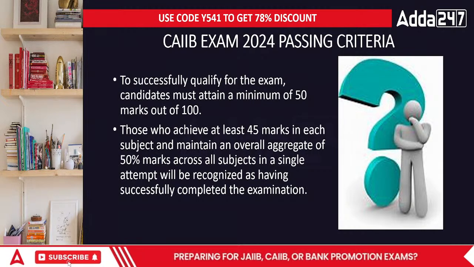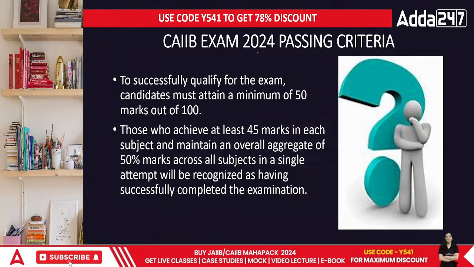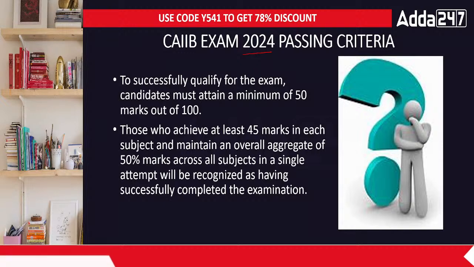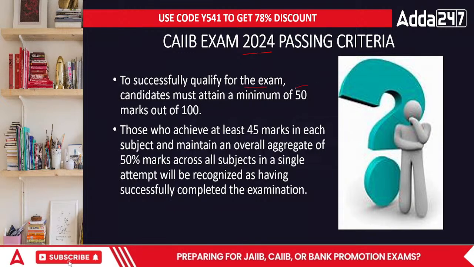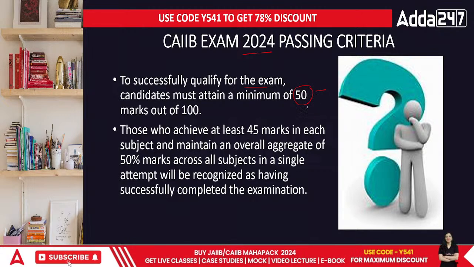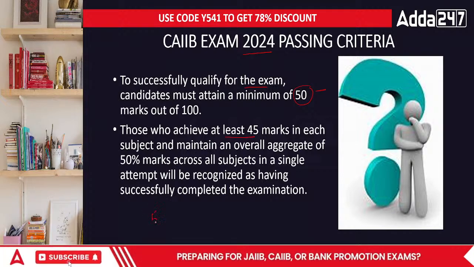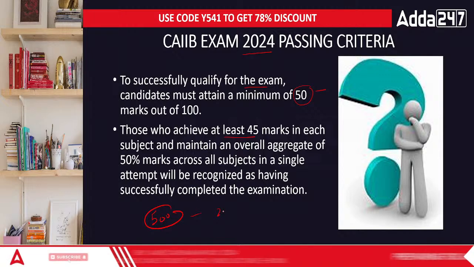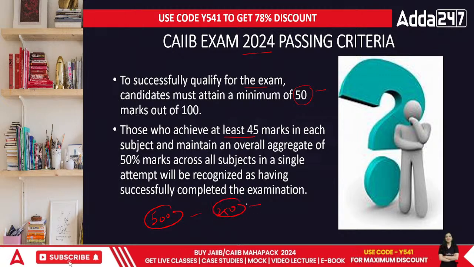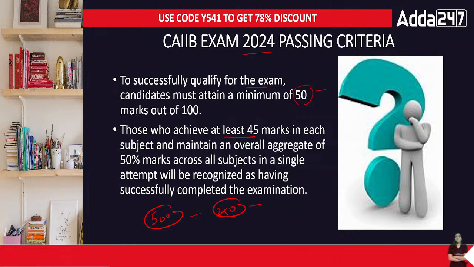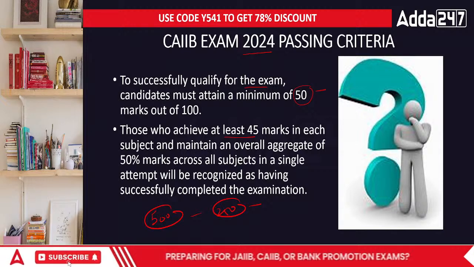Overall, buy the Macmillan book. The exam passing criteria for 2024 is basically what we expect in 2025 as well. If you're giving an individual paper, then you need to have 50 marks. If you are giving all the examinations together, then you should score 45 in each, and out of your total of 500, you should definitely score at least 250. This is what they say in terms of marks.